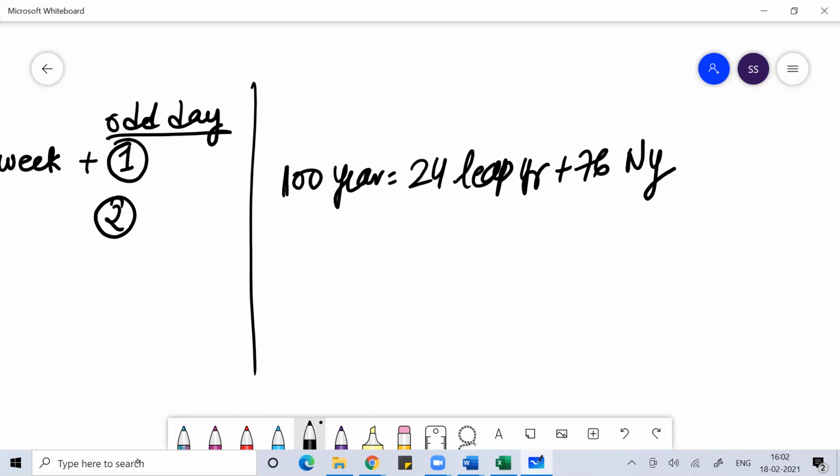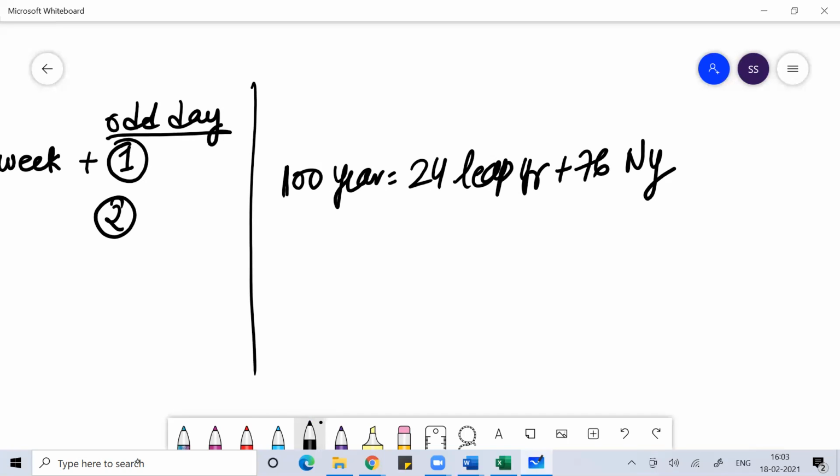But you have to understand that in case of 100 years, the 100th year will not be a leap year. The 100th year is a century year, and all the century years are leap years only if they are divisible by 400. So instead of 25 leap years, you have 24 leap years, and automatically the normal years will be 100 minus 24, which means 76 normal years.